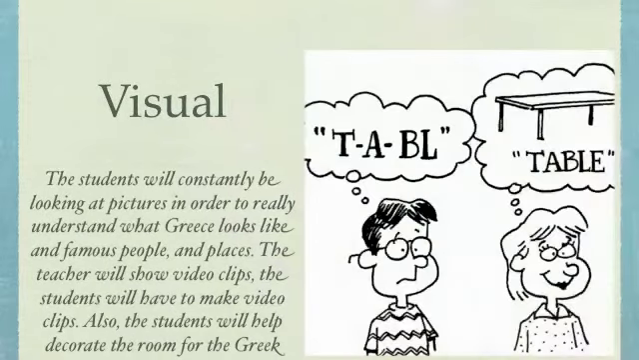Visual, another important part to learning history. The students will constantly be looking at pictures in order to really understand what Greece looks like and famous people and places there. The teacher will show video clips. Students will have to make their own video clips. Also, the students will help decorate the room for that Greek party.